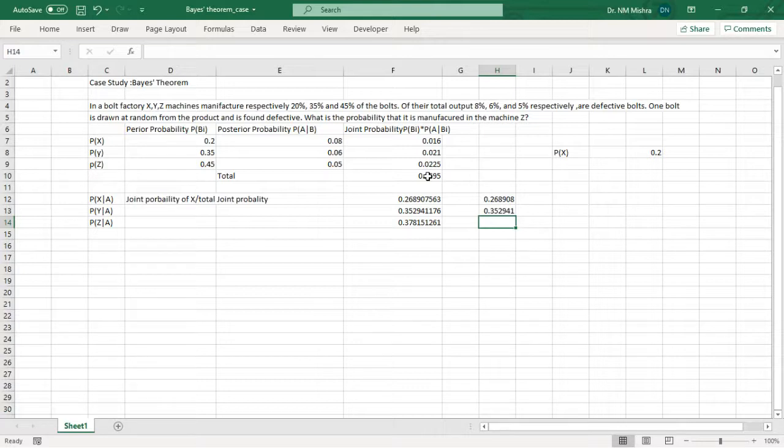26.89% chance is there it is from X machine, and 35.29% chance is there it is from Y machine. Now what is the chance that it is from Z machine? So you take the joint probability, the chance that it is from Z machine is F9, and divide by total defective chance. So you got that the chance that it is from Z machine is 37.81%. So that is the answer we are looking for.